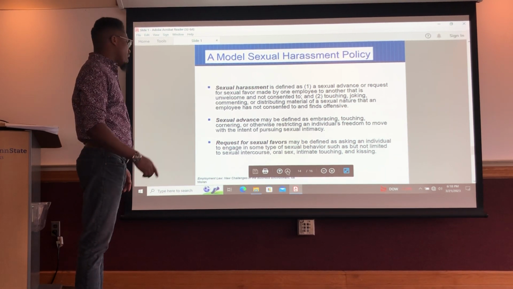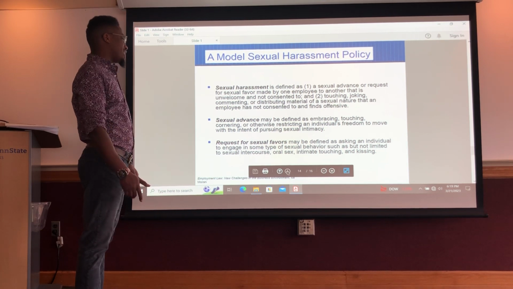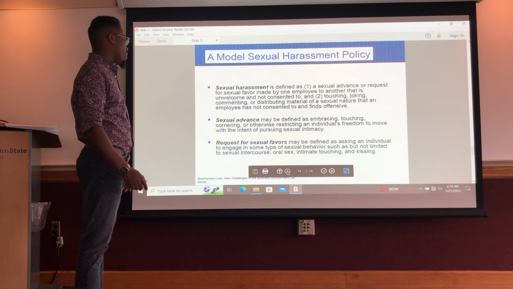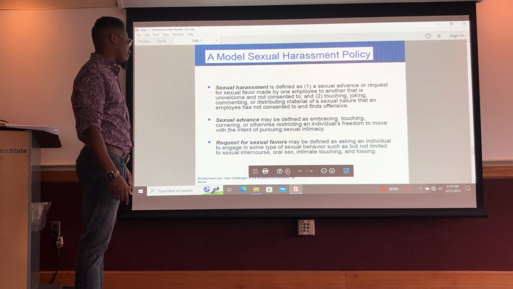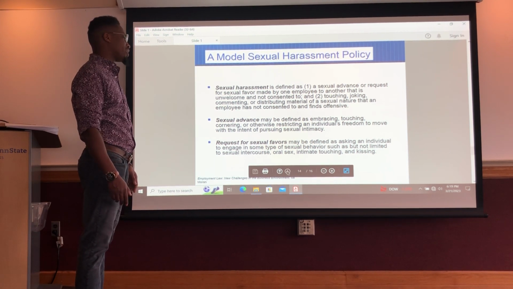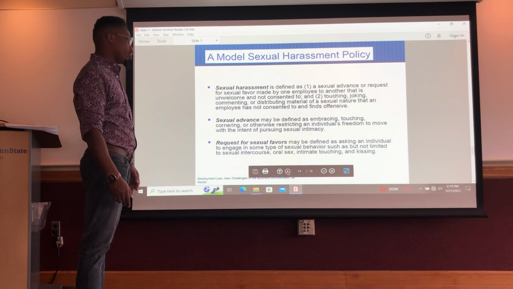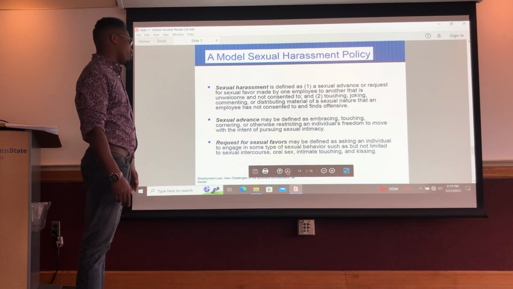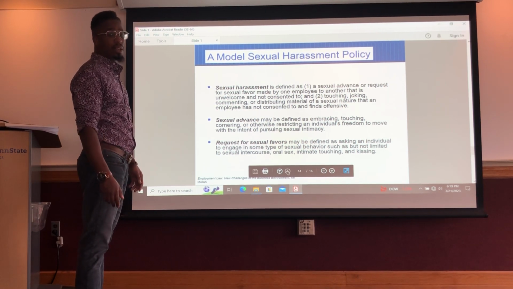A sexual advance may be defined as embracing, touching, cornering, or otherwise restricting an individual's freedom to move with the intent of pursuing sexual intimacy. A request for sexual favors may be defined as asking an individual to engage in some type of sexual behavior, such as, but not limited to, sexual intercourse, oral sex, intimate touching, and kissing.